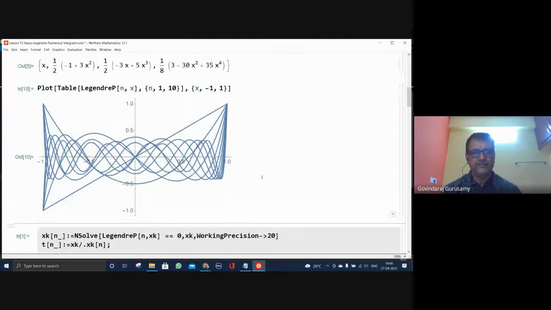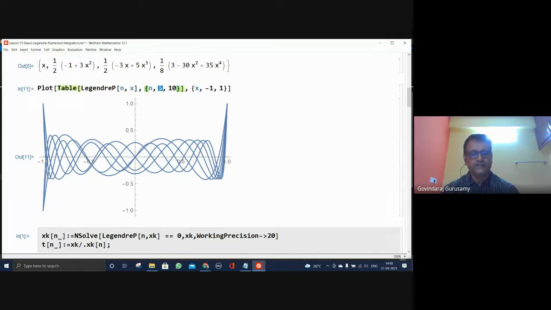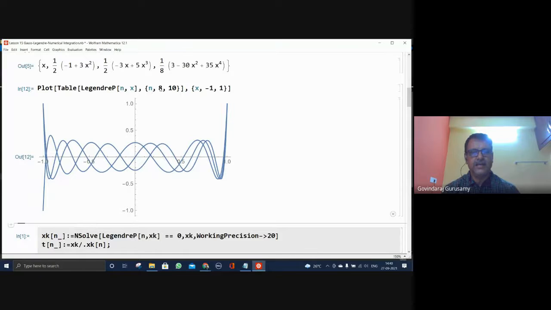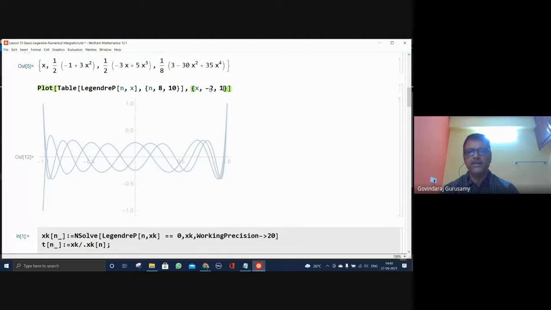Okay, you have all the 10, but it looks very clumsy. So you can start from 5 to 10 and look at it also. This is 5 to 10. Okay, this is 8, 9, 10. Three of them are there. Like that, it's possible for us to see how this function varies. And you can look at the limits of this. Somewhere -1 to +1 we have plotted. Suppose I go beyond this, what is going to happen?